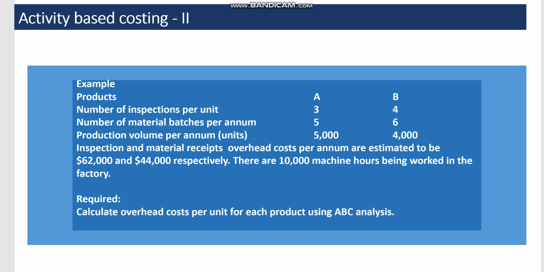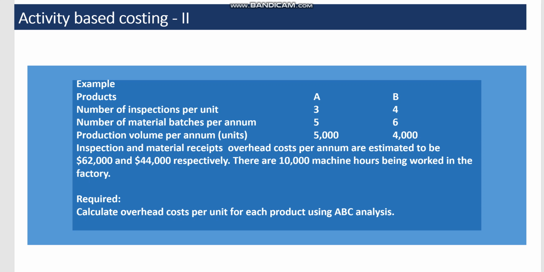We are given some information about the activities: number of inspections per unit for each product, number of material batches per annum for each product, and the production volume in units for each product per annum. Inspection and material receipt overhead costs per annum are estimated to be $62,000 and $44,000 respectively. There are 10,000 machine hours being worked in the factory. The requirement is to calculate the overhead cost per unit for each product using activity-based costing analysis.